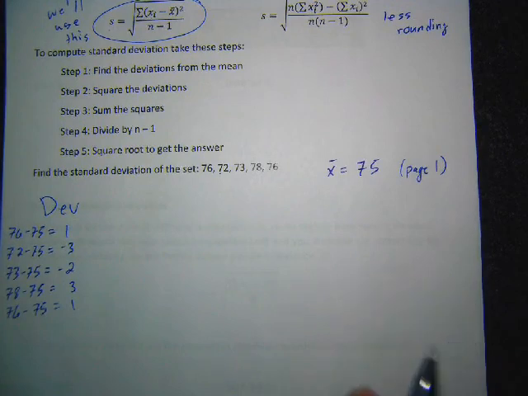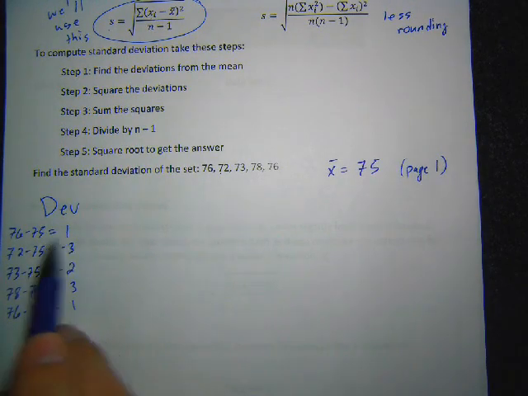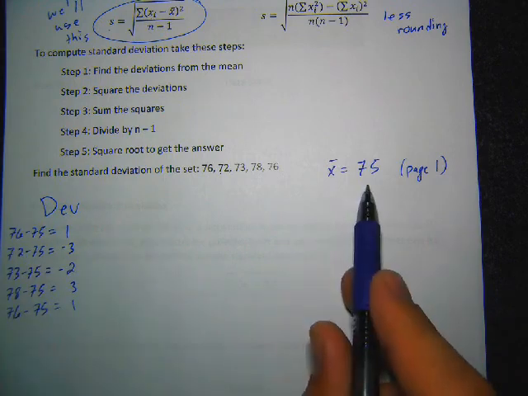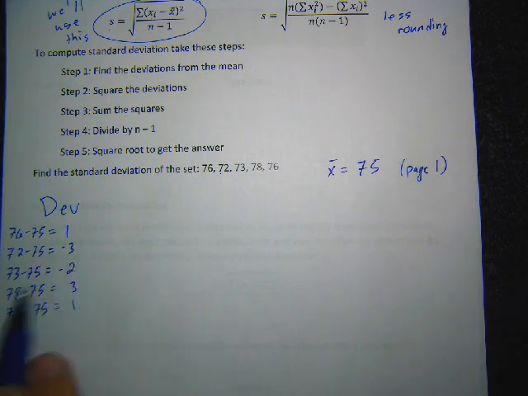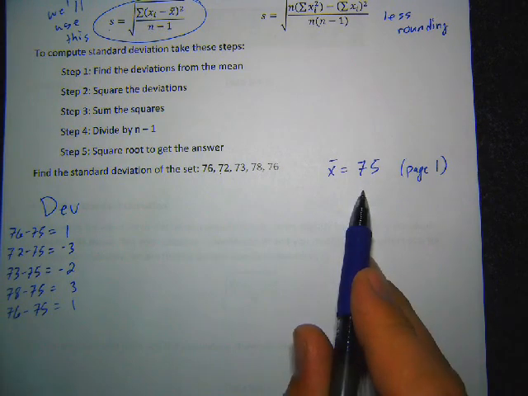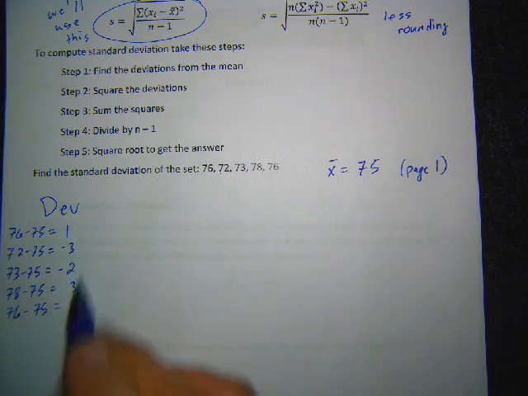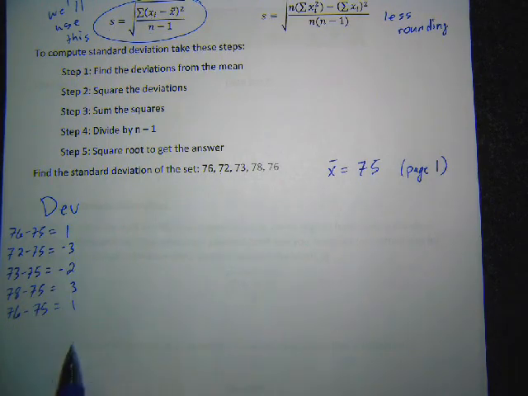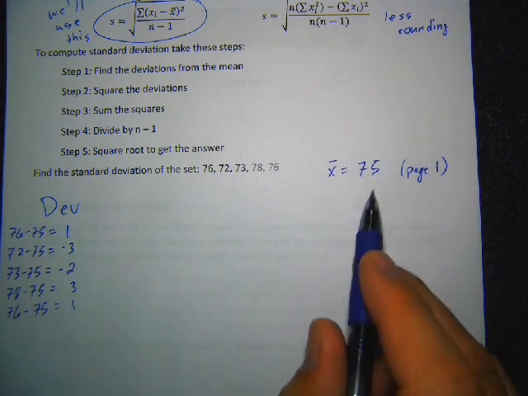So the deviations, again, each one of these is measuring how far a number is from the mean. Some of them are above. 76 is above the mean, so we get a positive. Some are below. 72 is below the mean. It's less than 75, so you get a negative. But all these numbers, you'll notice, if you add them all up, you'd get 0. This would add up to 0 because the mean's in the middle, so it makes sense. If you have some numbers above, some numbers below, they're going to cancel out. You're going to end up with 0.